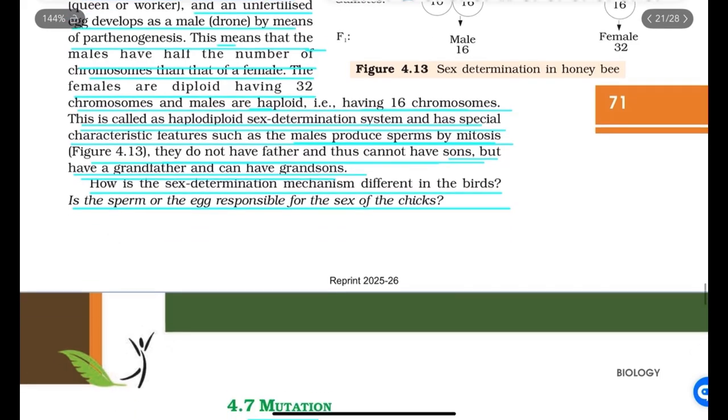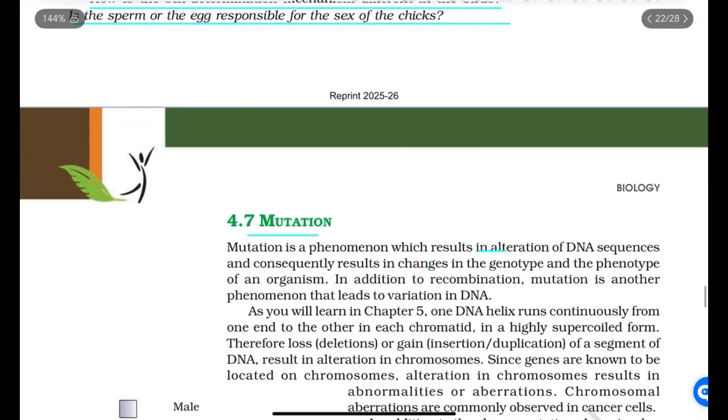How is the sex determination mechanism different in birds? Is the sperm or egg responsible for the sex of chicks?